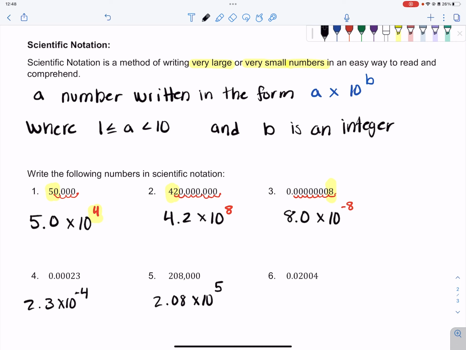And then lastly, we have 0.02004. So my decimal place, I need it to be after the 2, so we're going to have 2.004. And then that's going to get multiplied by 10, and then 10 needs to have the power of being negative 2.